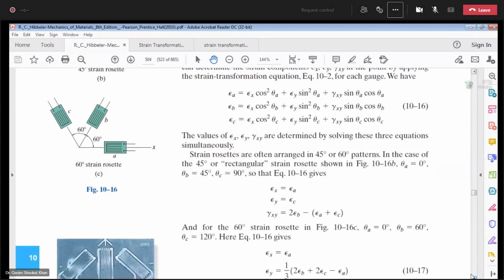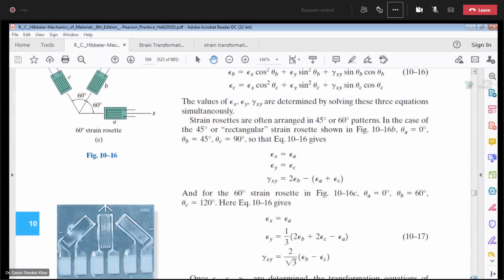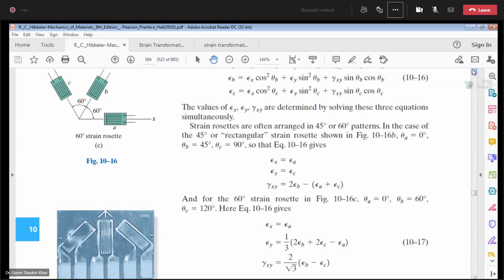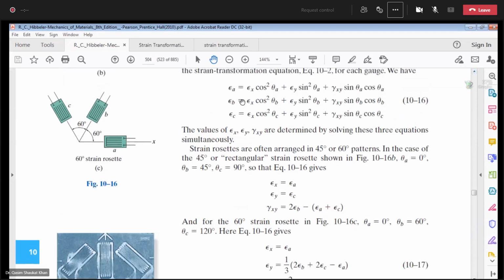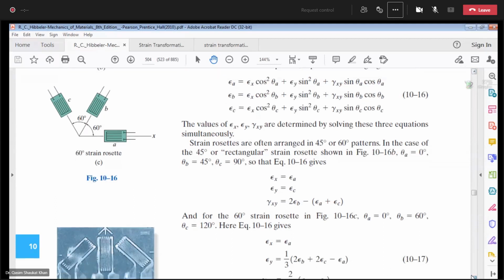Then another commonly used strain rosette is 60 degrees. Theta A is 0, theta B 60, theta C is 120 degrees. And you can see this, we are getting these values. No need to remember, just focus on these main equations, and just you need to know how to solve these equations, and you will get your required values of plane state of strain. Any questions?